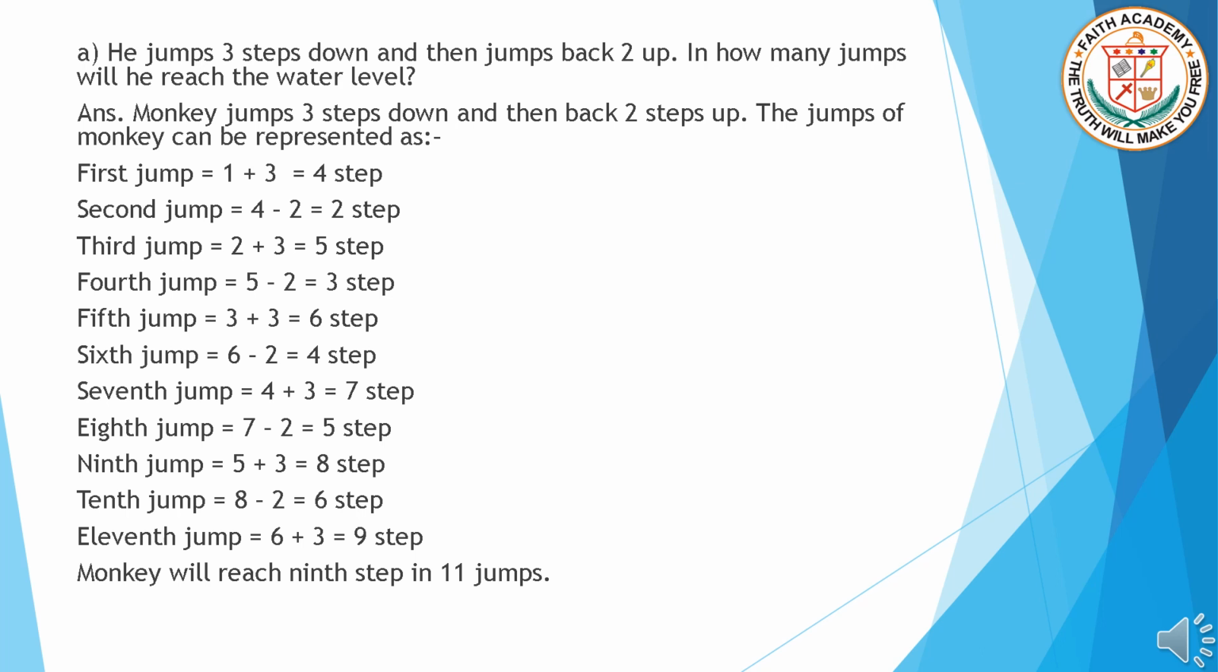On his 9th jump, from the 5th step, he goes 3 down, so he reaches the 8th step. From the 8th step, on his 10th jump, he goes 2 backwards, so he has reached the 6th step. Now again, on his 11th jump, from the 6th step, he moves 3 steps down, so he has reached the 9th step. So how many steps did the monkey take to reach the 9th step? He took 11 jumps. He had to make 11 jumps to reach the 9th step.